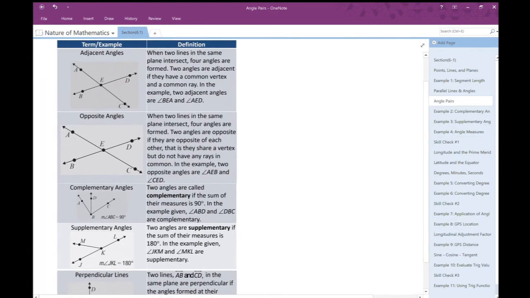First we have adjacent angles. Adjacent angles are angles that are next to each other. So we can say that angle 1 is adjacent to angle 2. Or you can say angle 1 is adjacent to angle 4. Again, it's the angles that share a vertex and share a side. So angle 1 and 4 share this side and this vertex. Similarly, we can say that angles 1 and 2 share this vertex and this side.